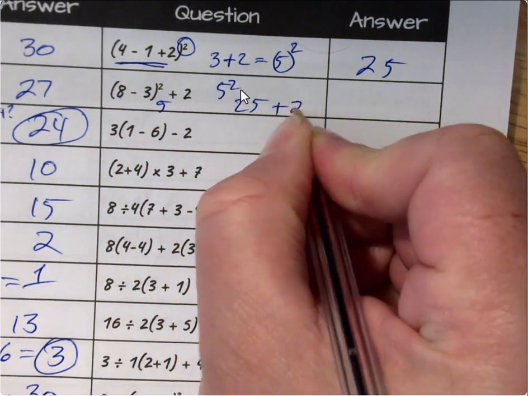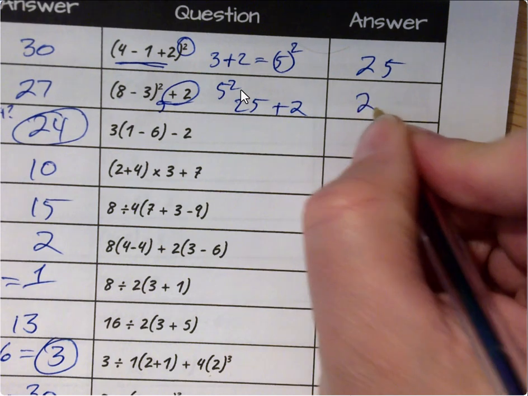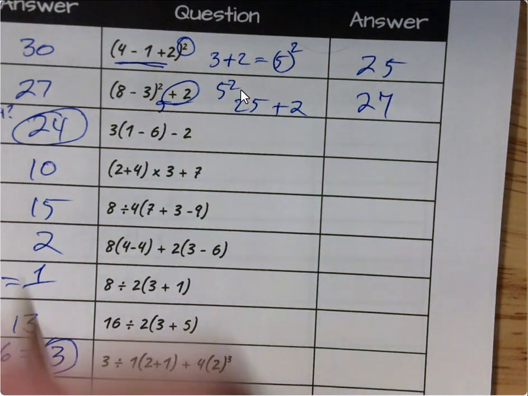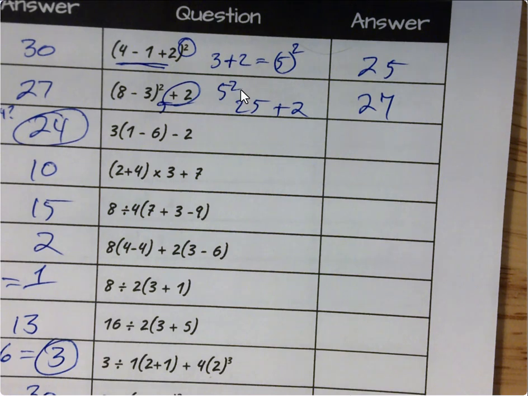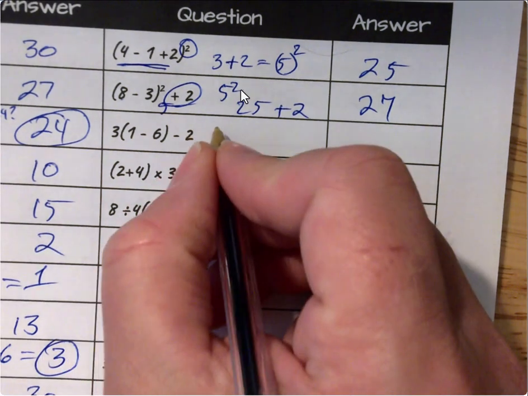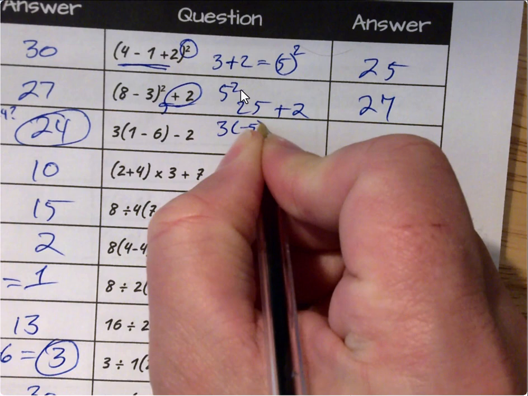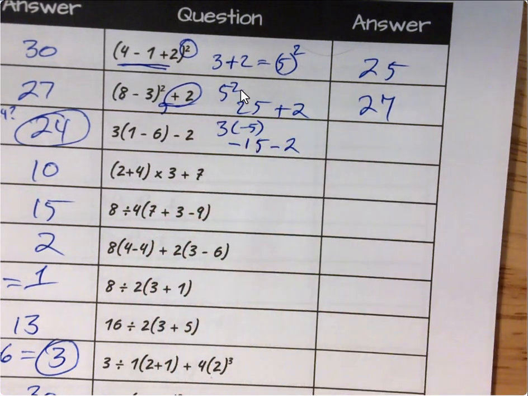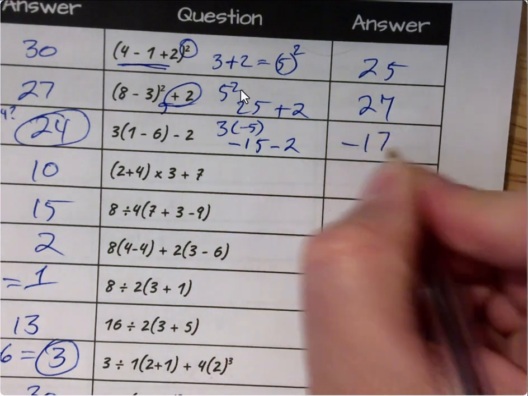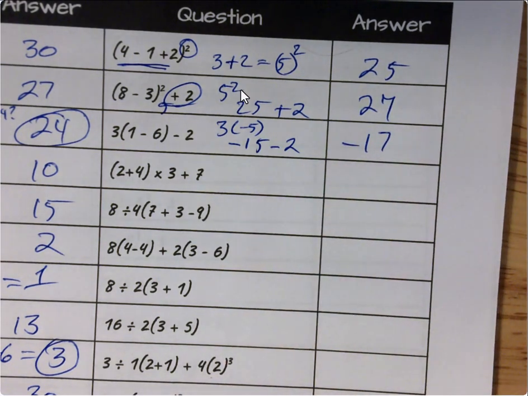25, and now we're going to add 2 to it from right here to get 27. We got some more parentheses. Inside this parentheses, we got 1 minus 6. So if you have $1 and you need to buy something for 6, you owe somebody $5. So we have 3 times negative 5, which will give me negative 15. Negative 15 minus 2 is negative 17. Because if you're at negative 15 on the number line and you move backwards 2 spots, you're at negative 17.